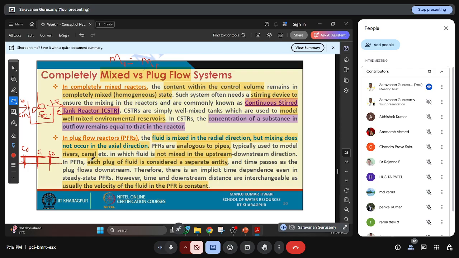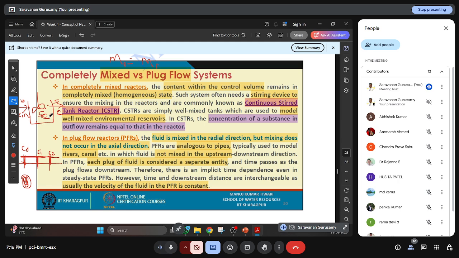That flow in a pipe kind of thing is a plug flow. Fluid is mixed in the radial direction. So if you think of the cross section, it's mixing in the radial direction, but it is not mixed longitudinally. Okay. Analogous to pipes, similar to a pipe.